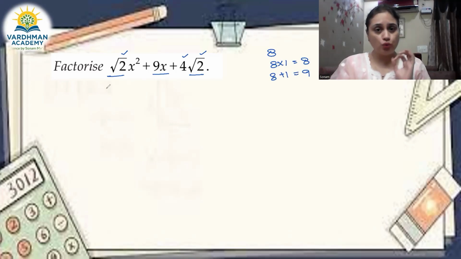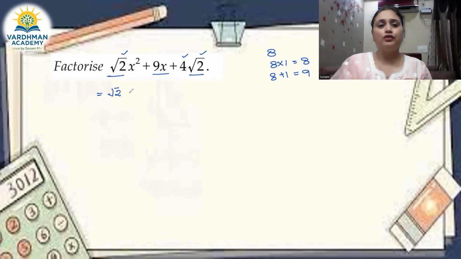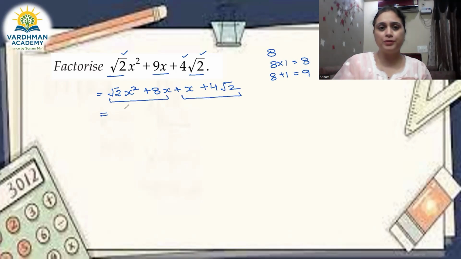Very simple. So never be afraid on seeing a root, simply solve it the way you solve any other question. So we have root 2x square plus 8x plus x, you have split the middle term, plus 4 root 2, right children? So you're going to pair it up, you have grouped it together. So what are you going to take out?